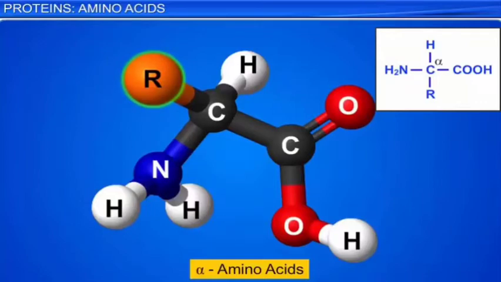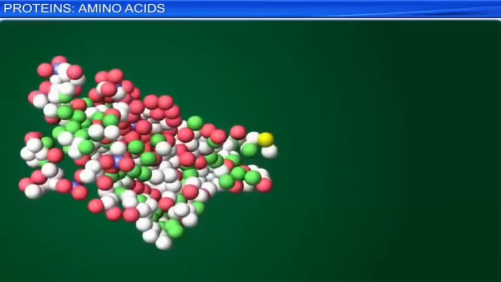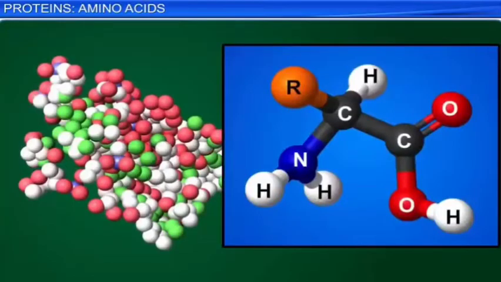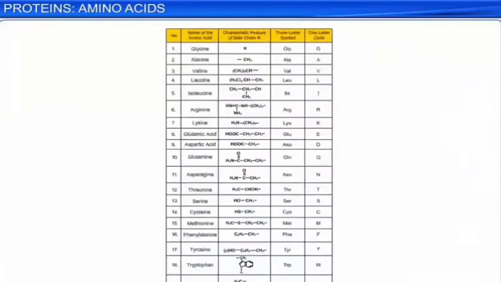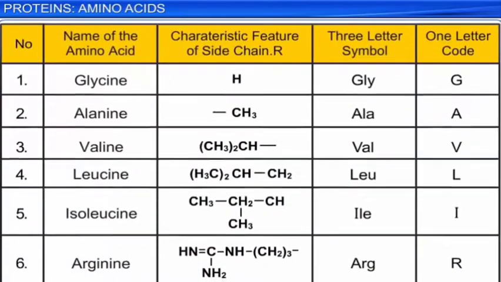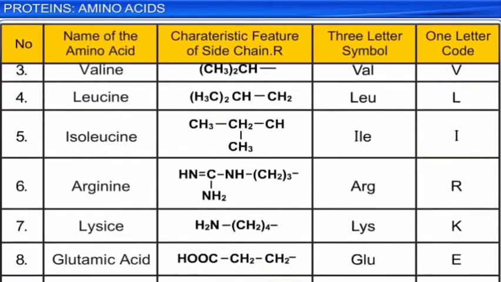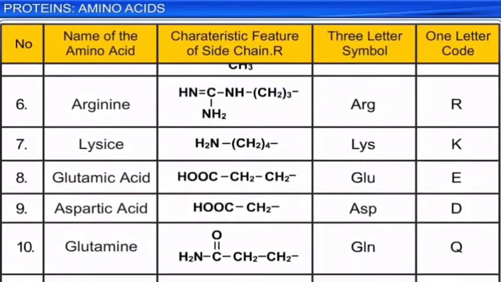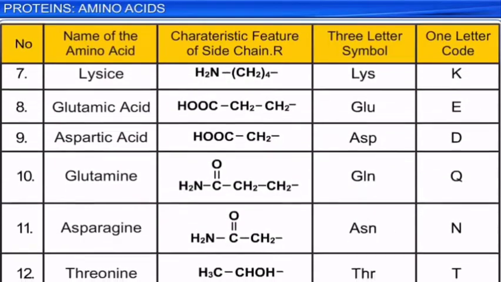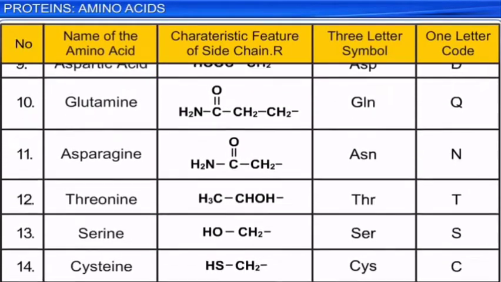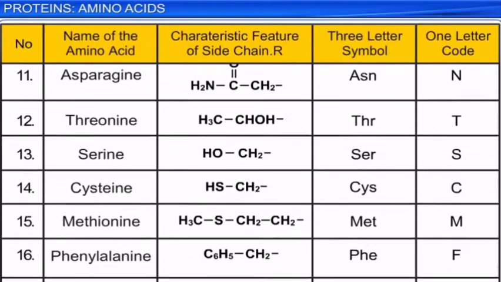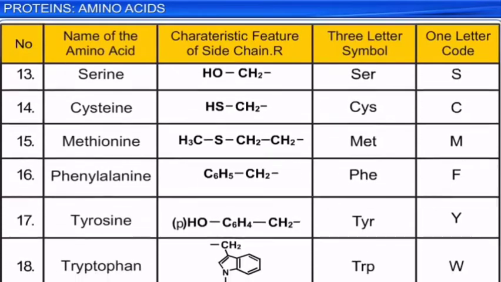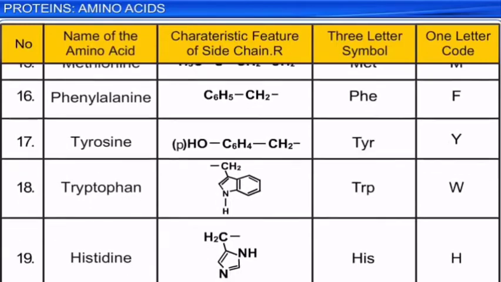Alpha amino acids are the building blocks of proteins. Only alpha amino acids are found in naturally occurring proteins. There are 20 odd alpha amino acids, as shown in the table. In nature, 20 odd different amino acids combine in different ways to form different protein molecules.